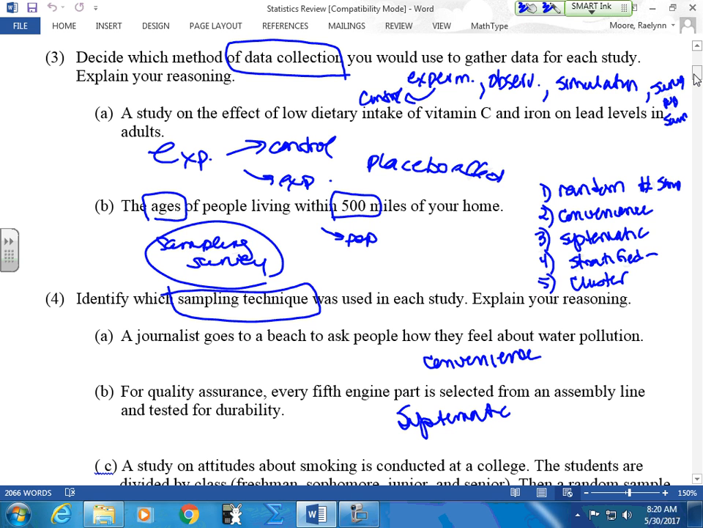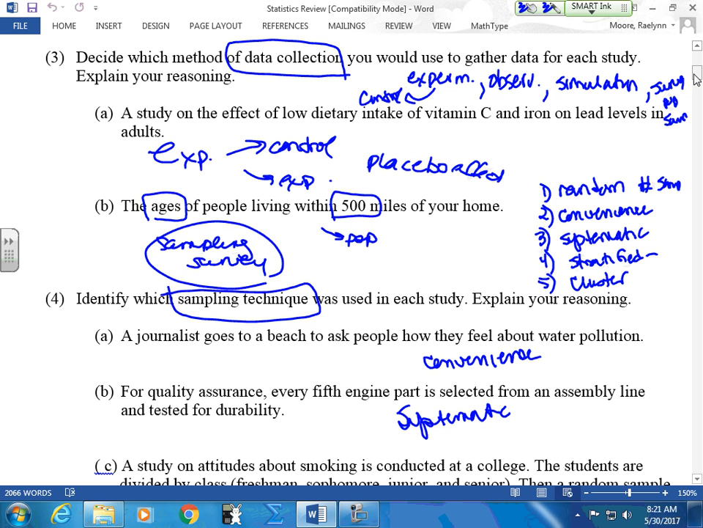A study on attitudes of smoking is conducted at a college. The students are divided by class, freshmen, sophomore, juniors. Then a random sample. What does the rest of it say? What does the rest of number 4 say? C.